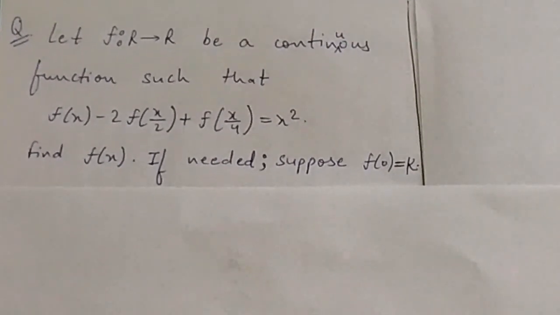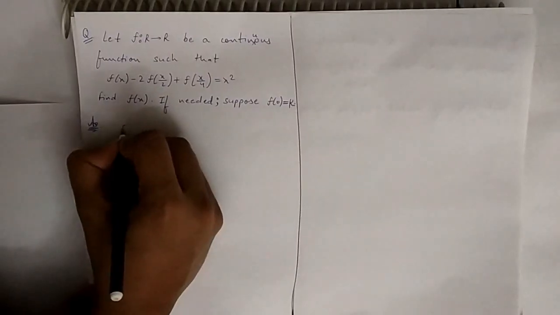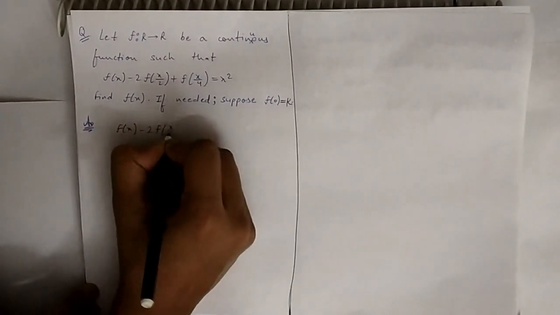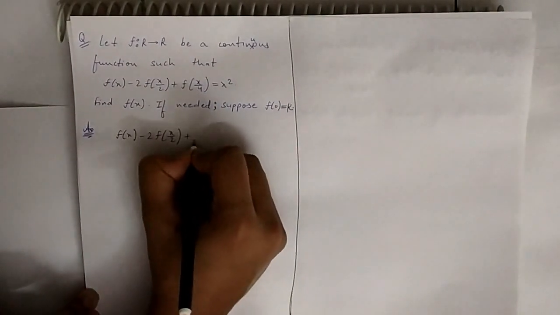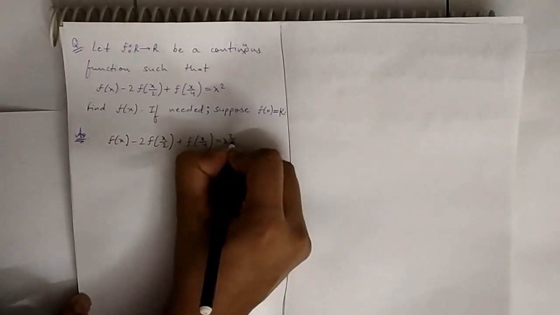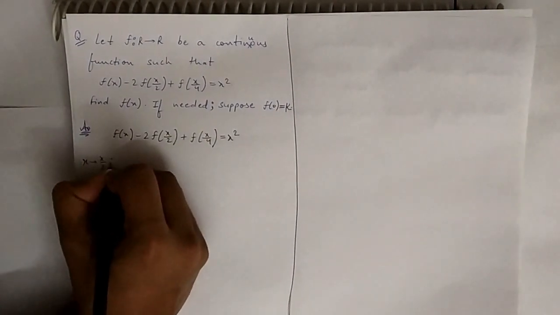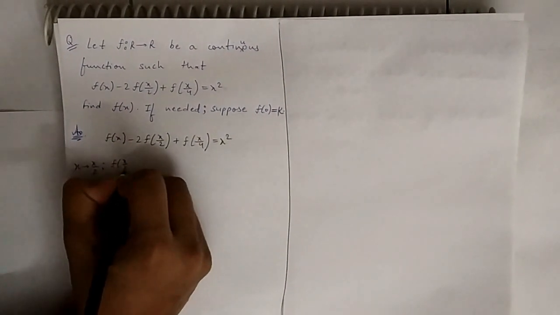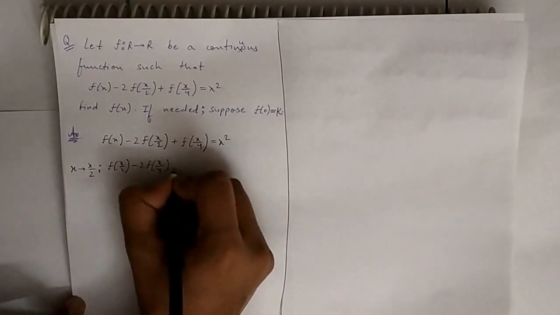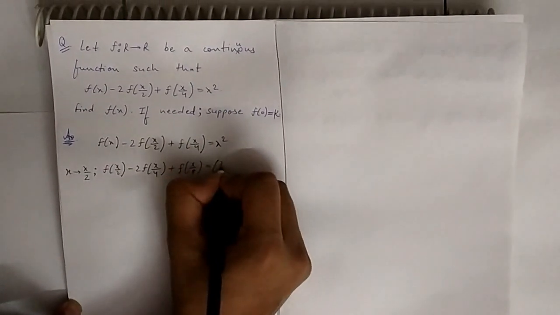Now, in the solution, we are going to see a very unique approach. So let's start the solution. Here, f of x minus 2 times f of x by 2 plus f of x by 4 equals x square. Now we will substitute x to x by 2. So f of x by 2 minus 2 times f of x by 4 plus f of x by 8 equals x by 2 squared.